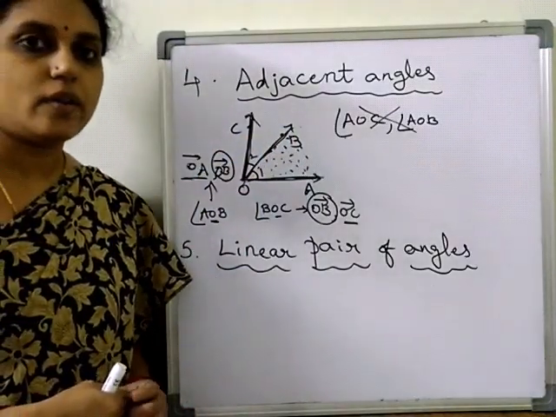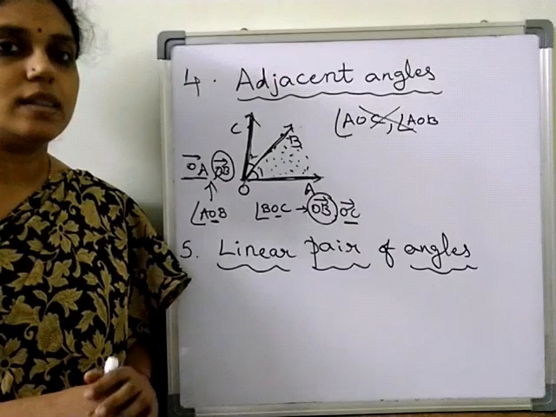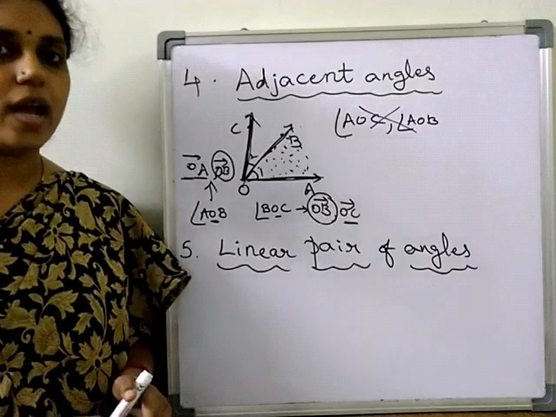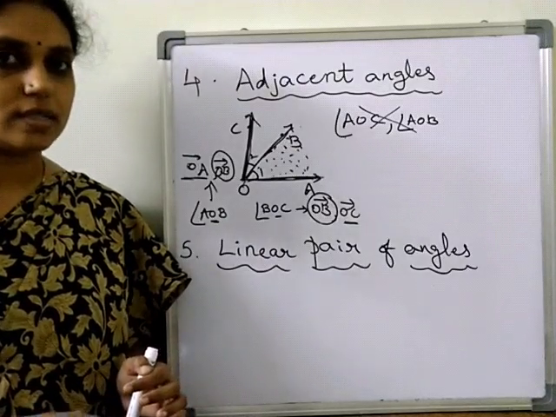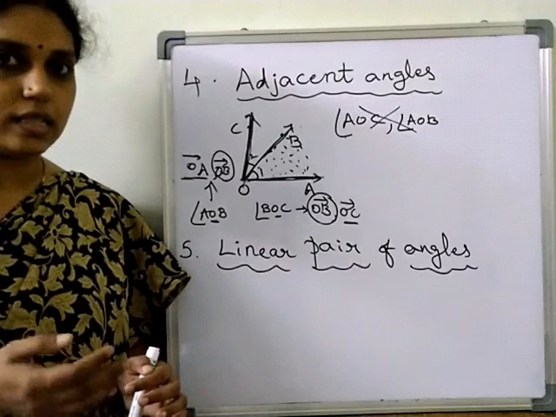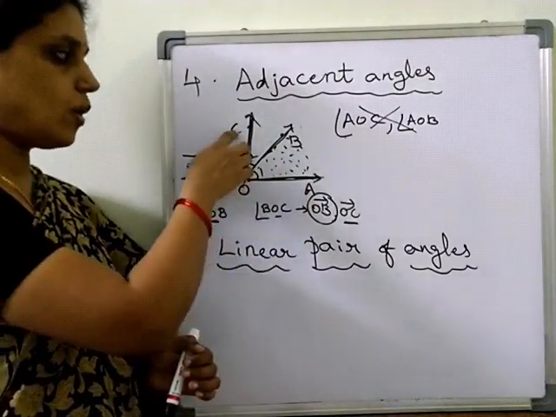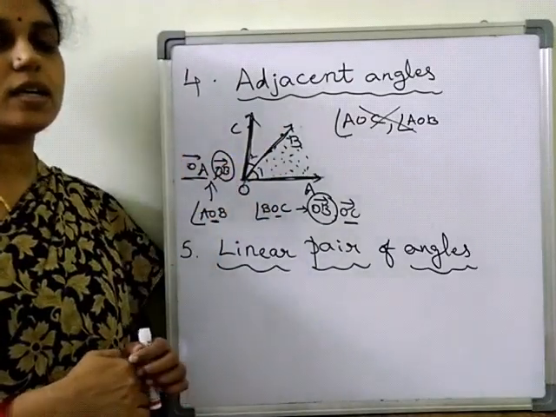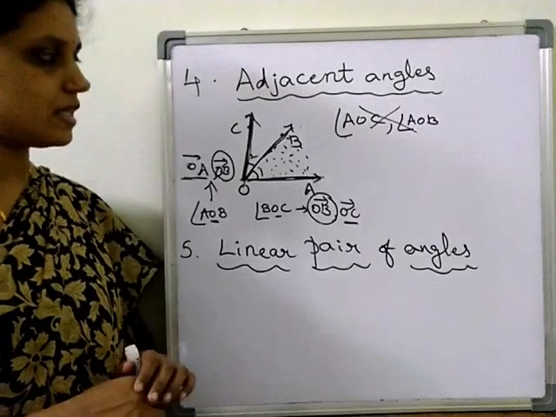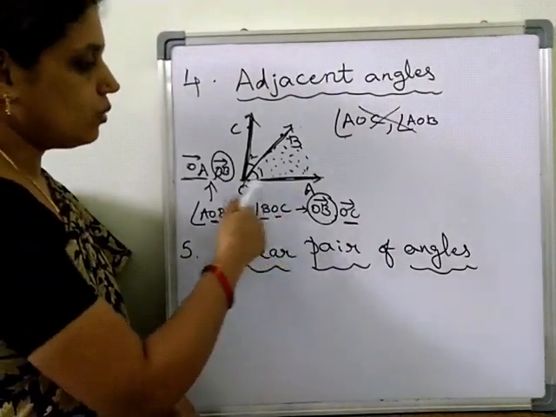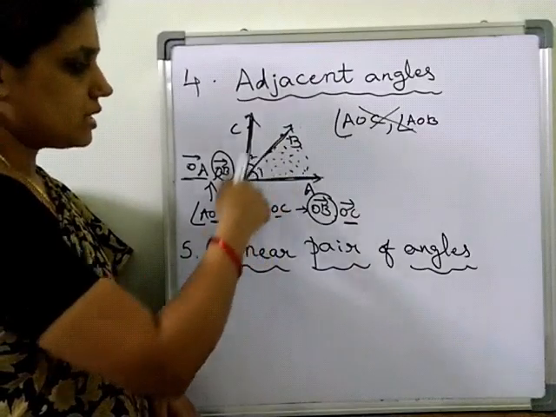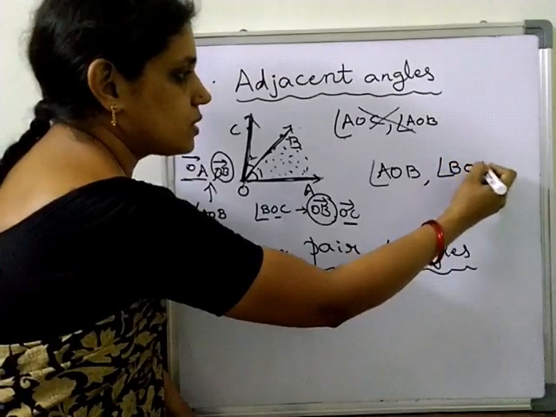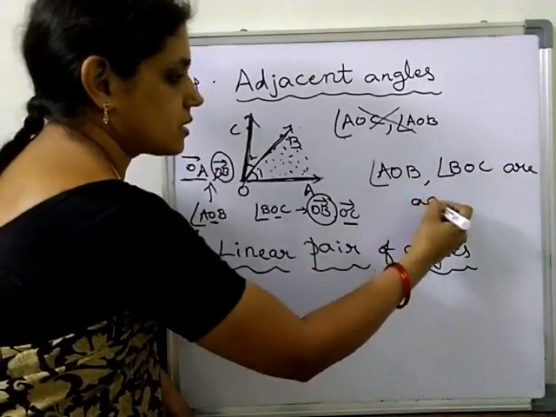So what are the three points you have to include in the definition of adjacent angles? The two angles which have a common vertex, one common arm, and no common interior points. Otherwise, the third point you can tell in another way also: the two non-common arms are on either side of the common arm. So here angle AOB and angle BOC are adjacent.